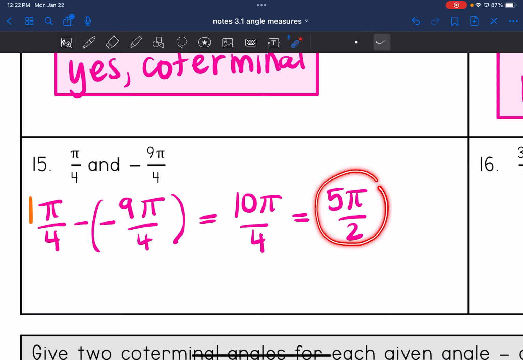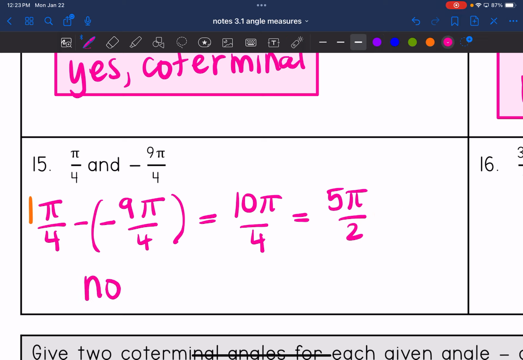So what we want to know is, is that a multiple of 2 pi? Well, because 2 pi is a full rotation, I could have 2 pi, 4 pi, 6 pi. It's never a fraction. So if you ever have a fraction, that is not a full rotation. So this is not coterminal.